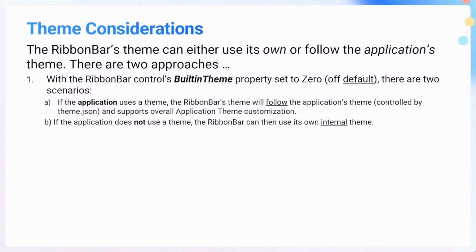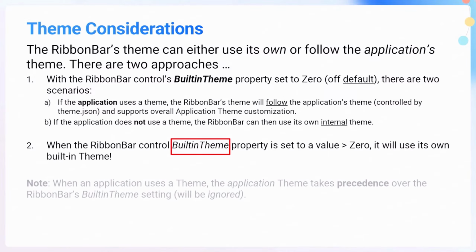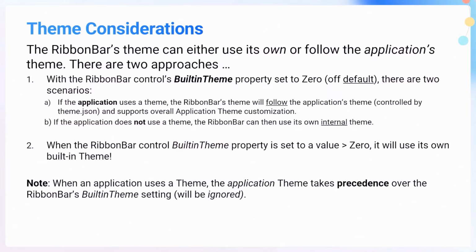Well, how does it do that? The RibbonBar control has a built-in theme property, and that's actually called BuiltInTheme, and it's set to 0, so no theme. So you can set that theme property to a value greater than 0, and you can use a built-in theme. Note if the application theme is enabled, it overrides and takes precedence over the RibbonBar's built-in theme. And we'll see that later on as we go through further demos. So again, you can choose a combination that best suits your application needs.